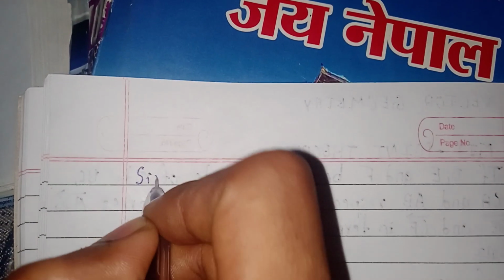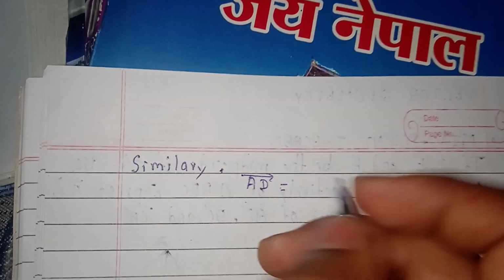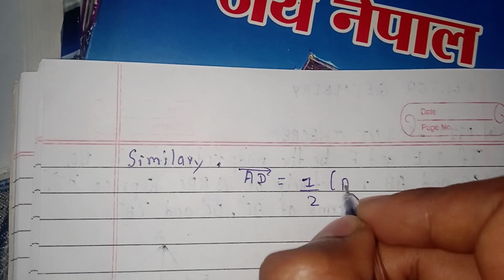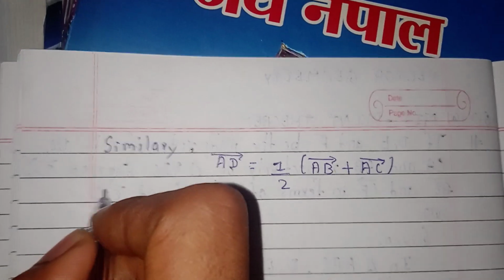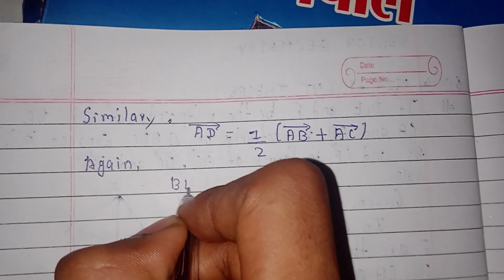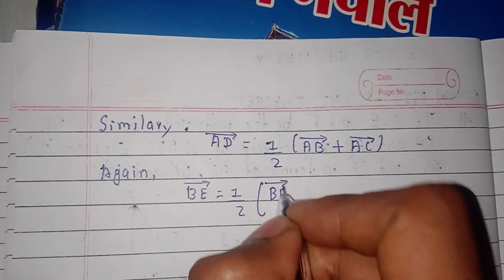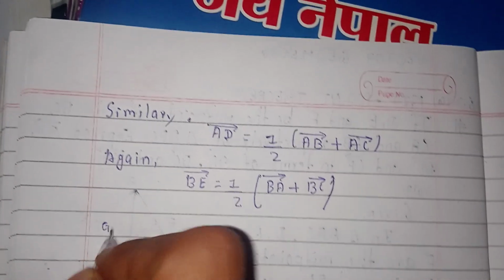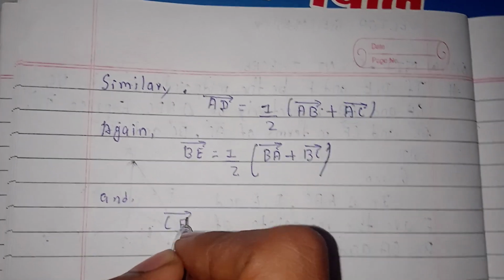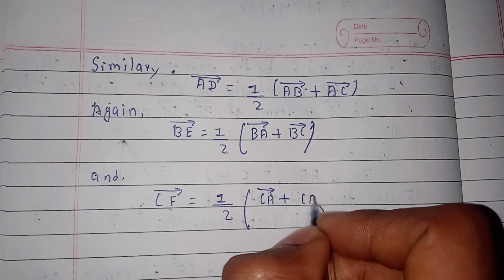Similarly, AD vector is equal to 1 by 2 of AB vector plus AC vector, and BE vector is equal to 1 by 2 of BA vector plus BC vector, and CF vector is equal to 1 by 2 of CA vector plus CB vector. Proved.